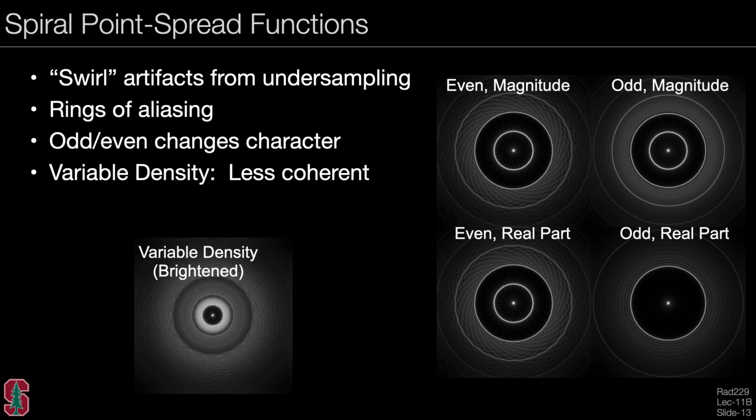If we look now at the variable density spiral point spread function, we actually see that these rings become less coherent, which should not be a surprise because now there is no simple single field of view that is well defined in the trajectory. So with variable density spiral, we see less coherent aliasing artifact, and this should not be surprising because the trajectory is less uniform.